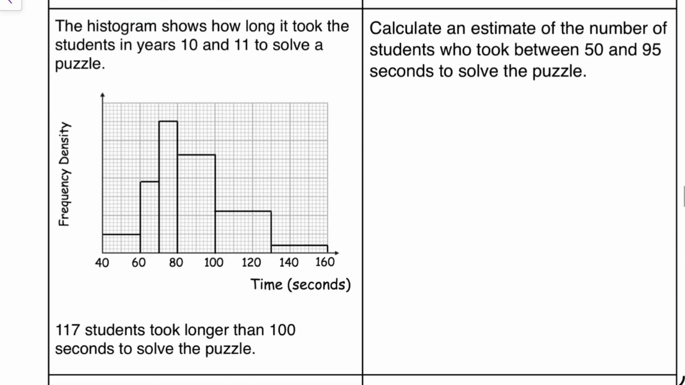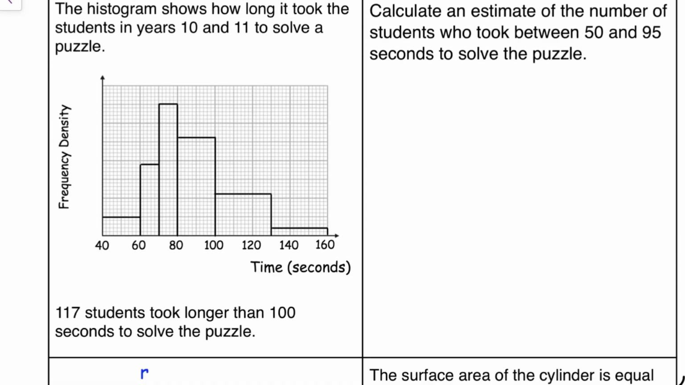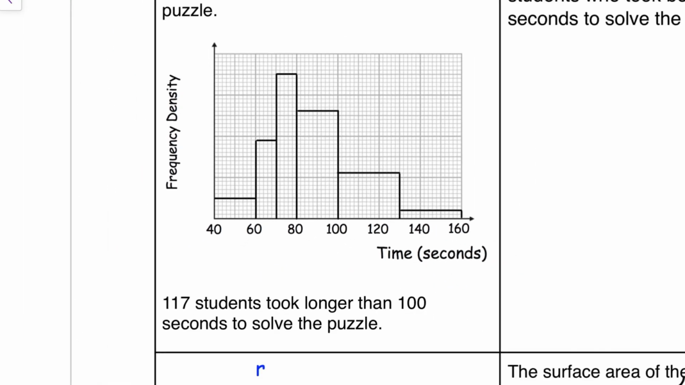Next question. The histogram shows how long it took the students in year 10 and 11 to solve a puzzle. 117 students took longer than 100 seconds to solve the puzzle. Calculate an estimate. Wow, okay, this looks pretty detailed. Let's have a go at this one. What do I have? I don't have a frequency density is my first note. So I'm going to make my own frequency density up and then kind of just hope it works. But I can't hope it works. I need to check it works.